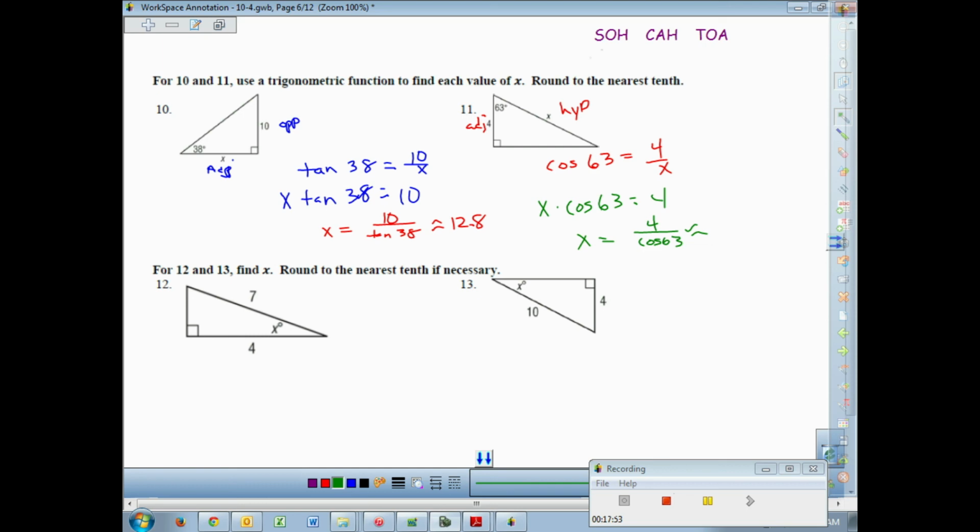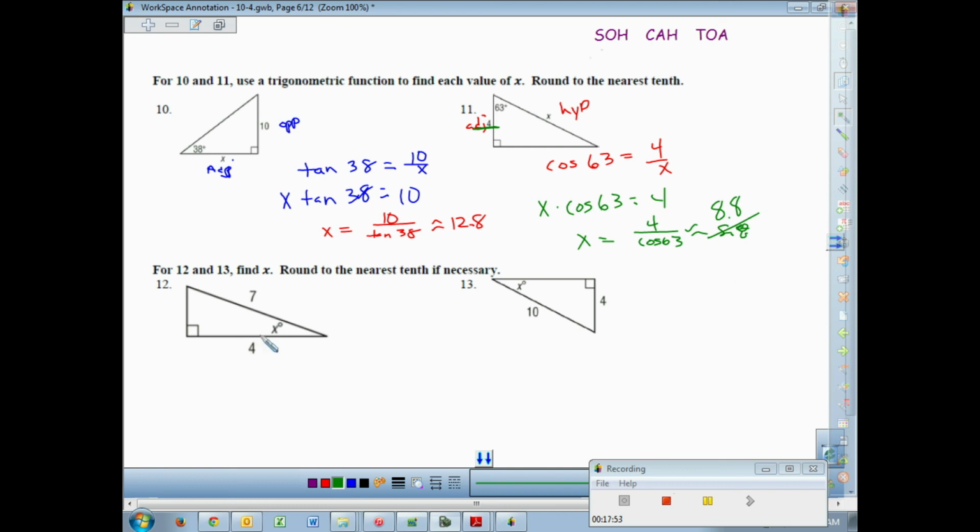Should it be more or less than 4? Well, you can use your reasoning skills. It has to be more than 4 since this is the hypotenuse. 8.8, is that what you got approximately? 8.8. Sorry, video people, my pen is being a pain. 8.8. Cool.